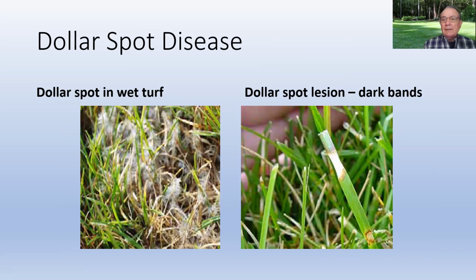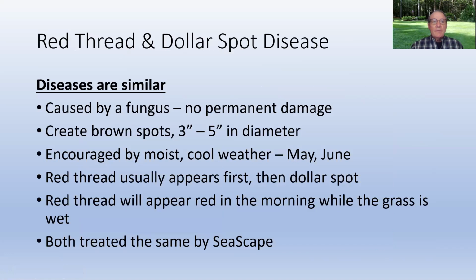One easy way to distinguish between red thread and dollar spot is that dollar spot has some very distinct lesions on the blades of the grass. If you find one of these lesions, you'll notice that they have a white band in the middle, a brown band at the top, and a brown band at the bottom. That is what we use to distinguish red thread from dollar spot. And you'll find these bands in dollar spot damaged turf, but not in red thread damaged turf.